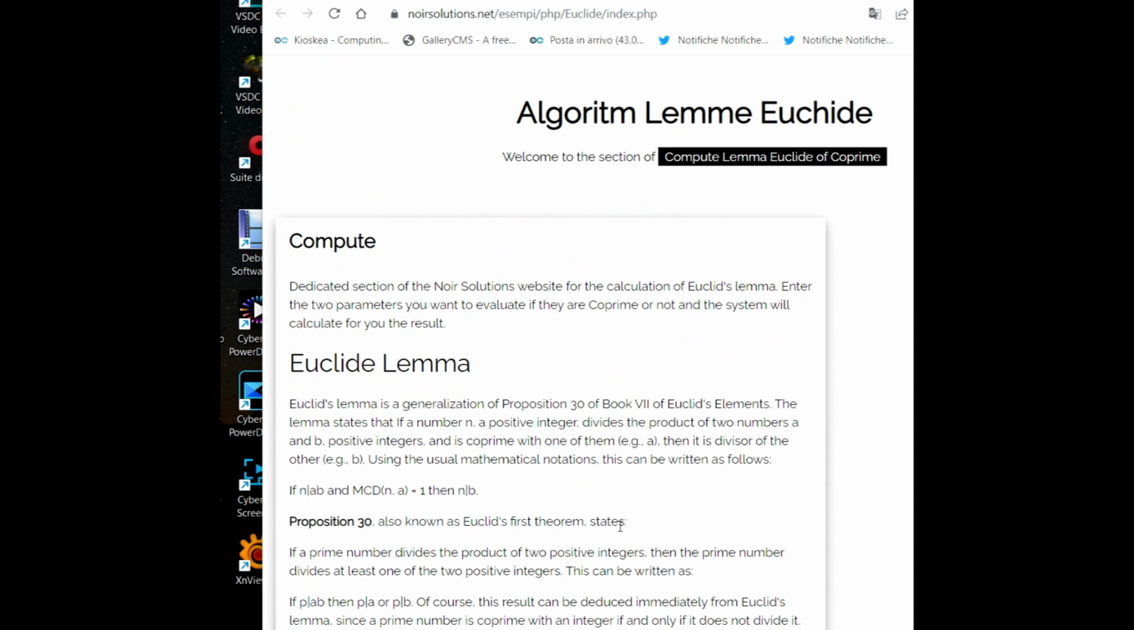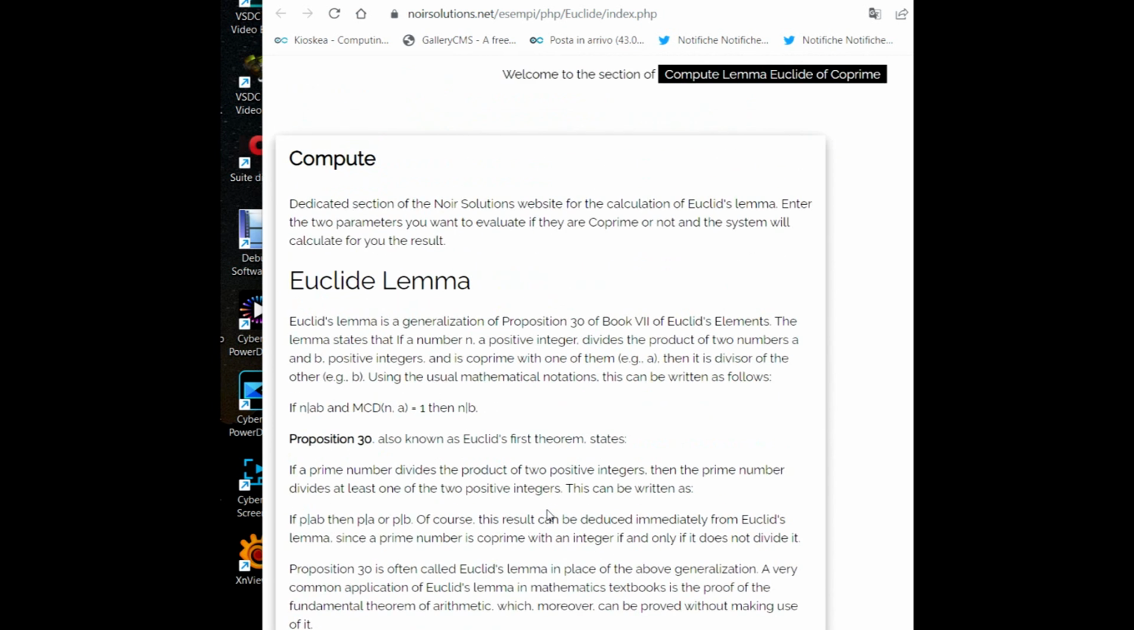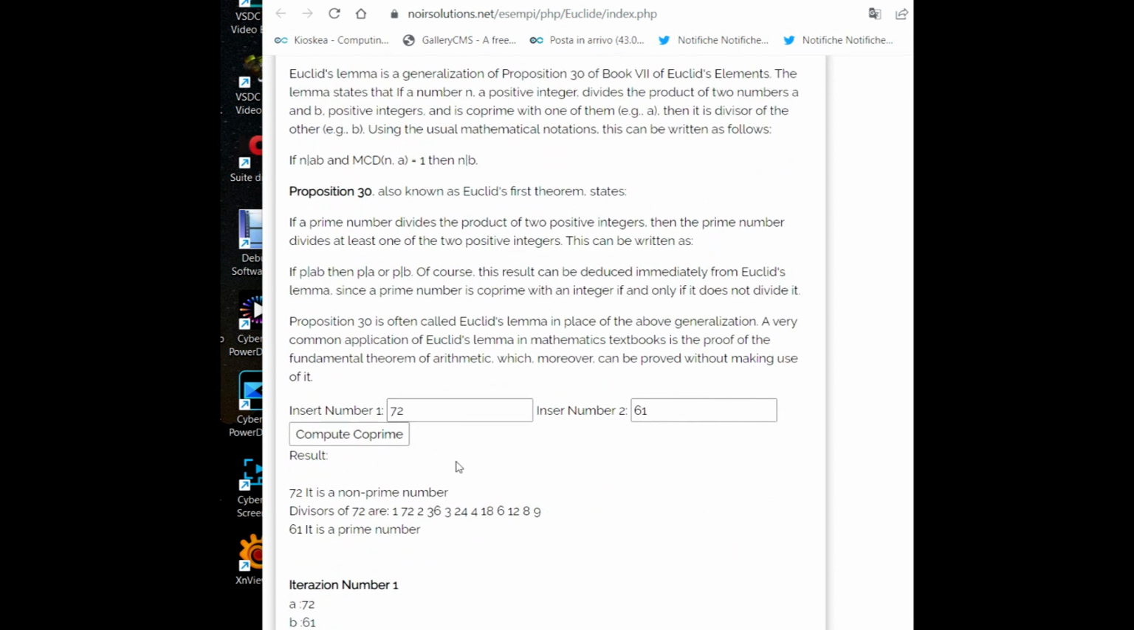This is an easy plugin for computing coprime numbers that I have created.